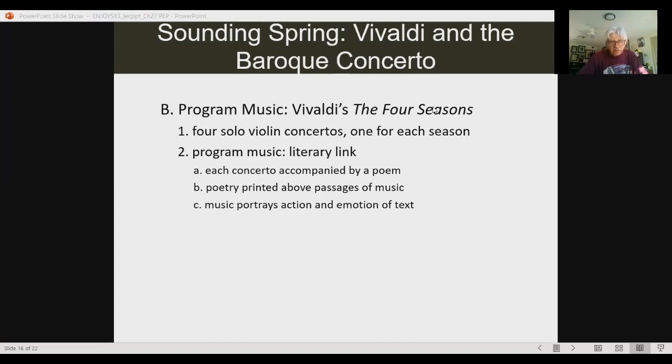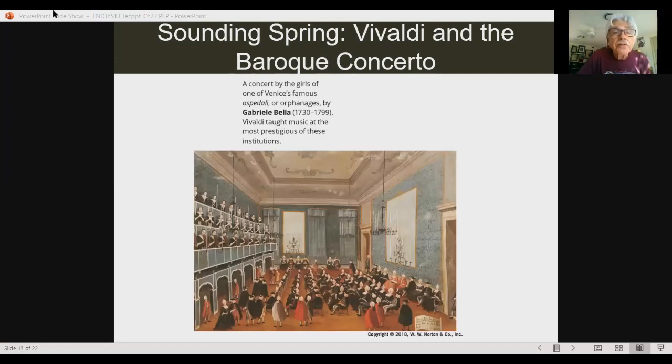So again, we're going to sample the Four Seasons. Here is a concert by the girls of one of Venice's famous ospedali or orphanages, right? By the painting by Gabriele Bella. So Vivaldi taught music at the most prestigious of these institutions. Here you have the women up here, right? And I would say this is the audience over here. I don't see any instruments, so it must be a choir, right?